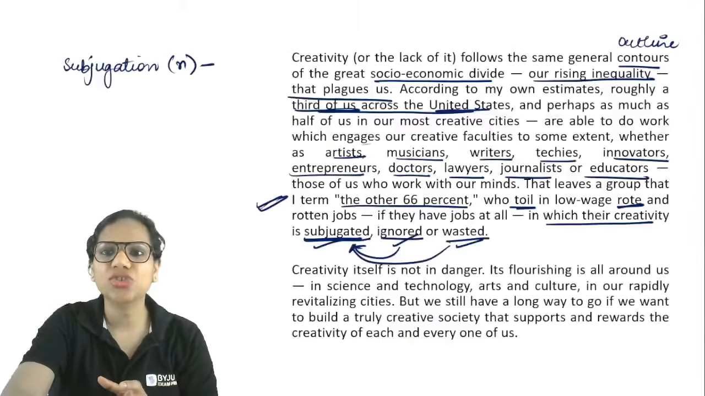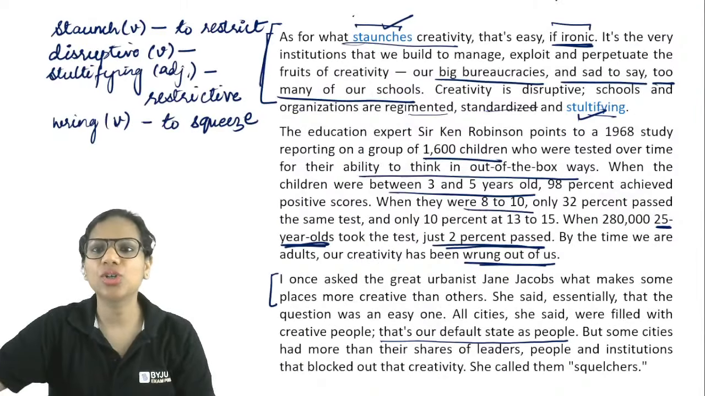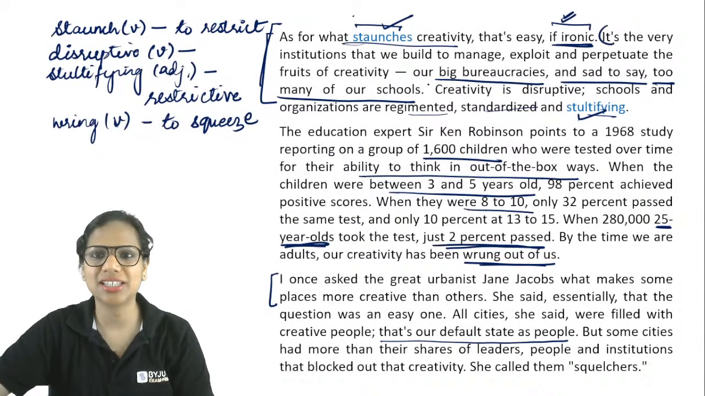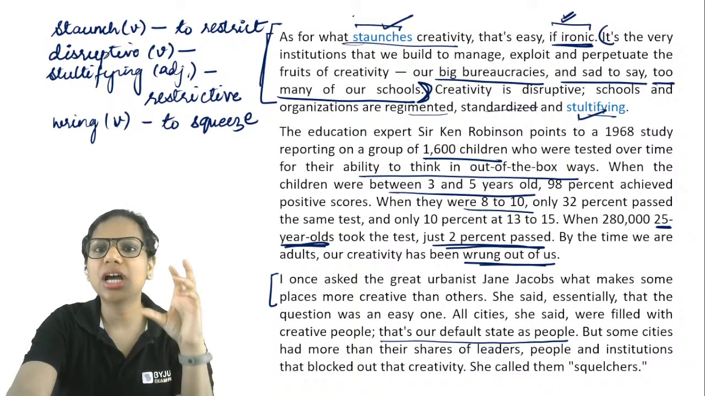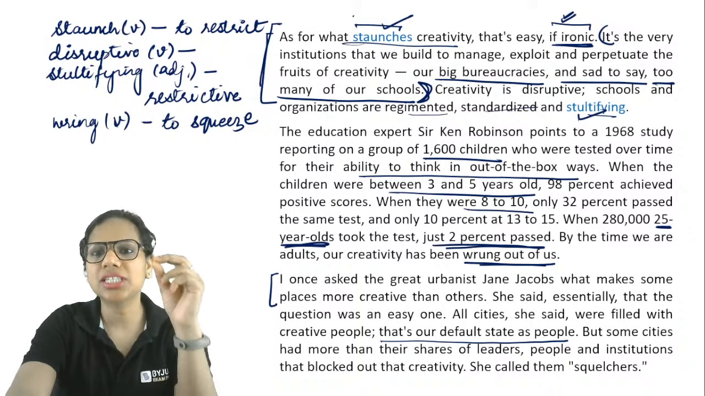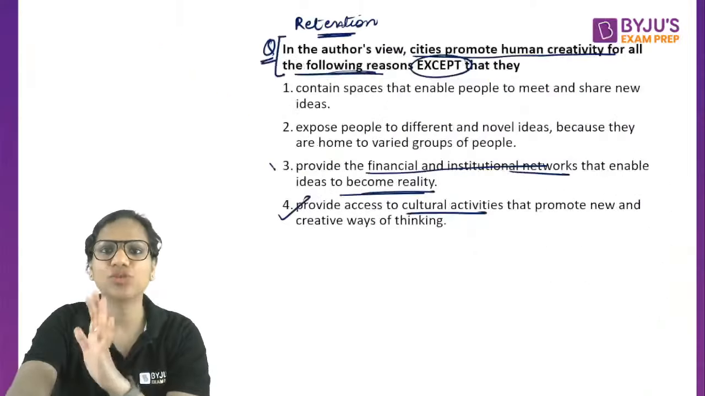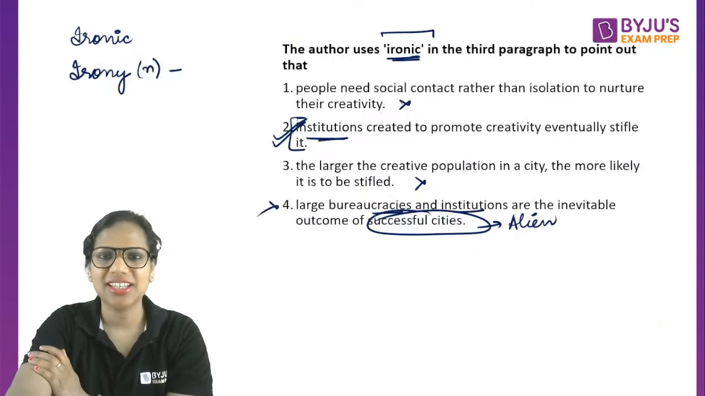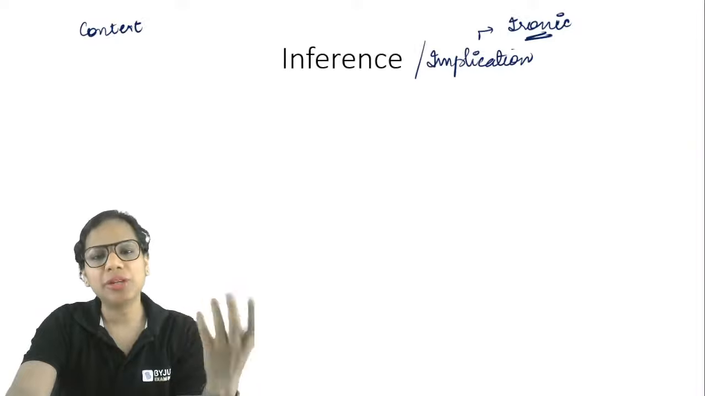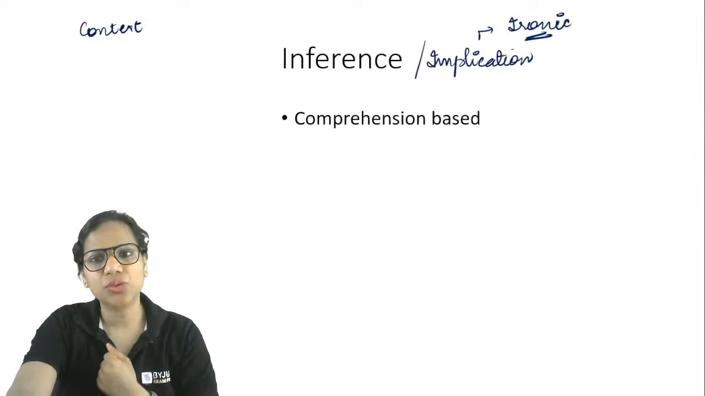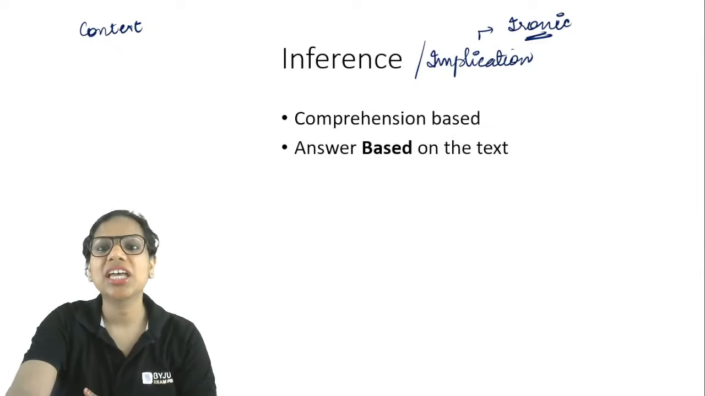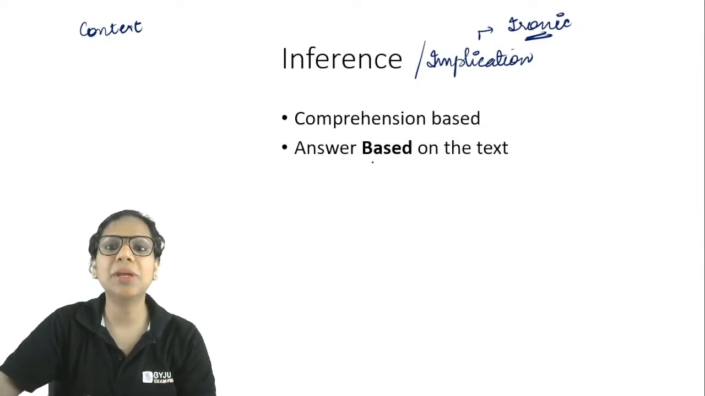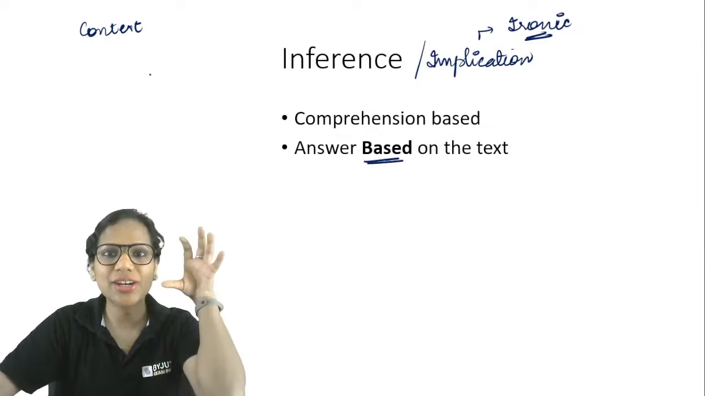So just by reading ironic, you'll not understand what is meant by the author. You have to read the next sentence. Very, very crucial. So it was based on a contextual understanding of this paragraph, or a section of this paragraph at least. Right? So it became an inference question. Your understanding was required. It became a comprehension based question. Okay. The answer in such questions is based on the text. It's not there within the text.